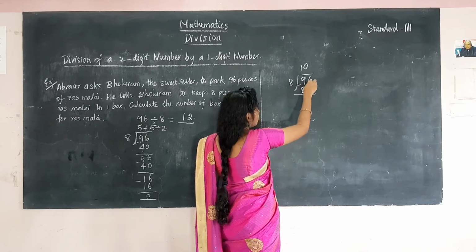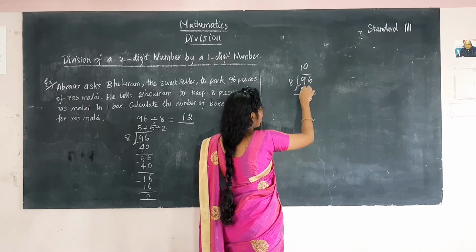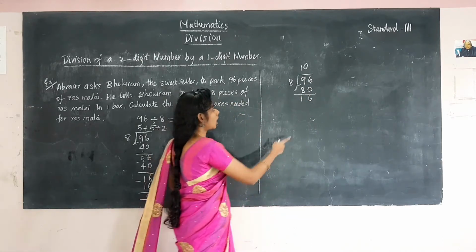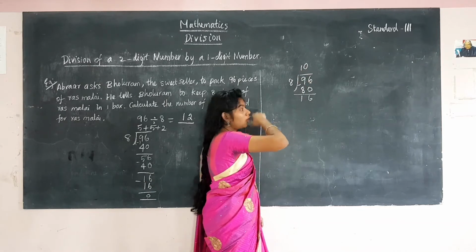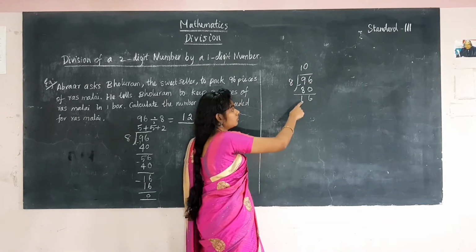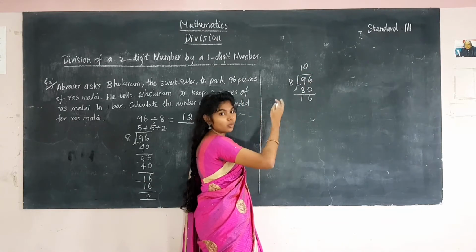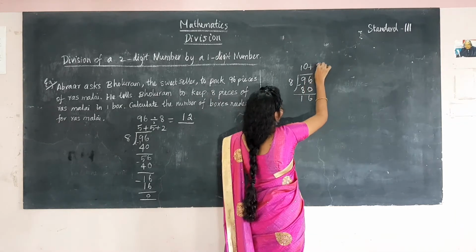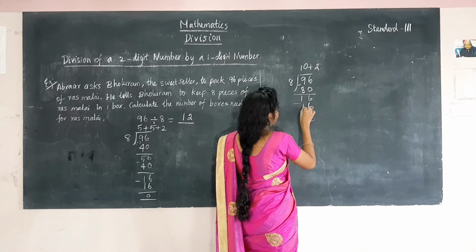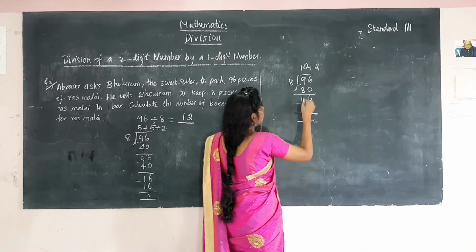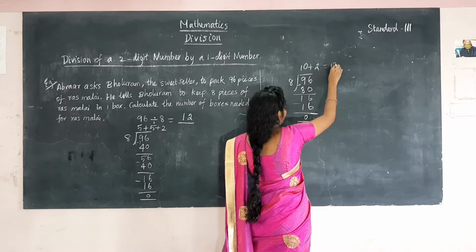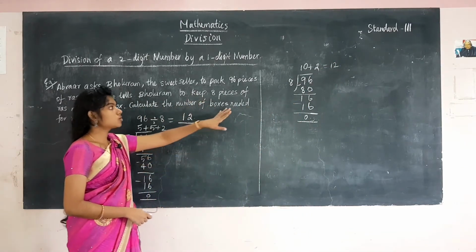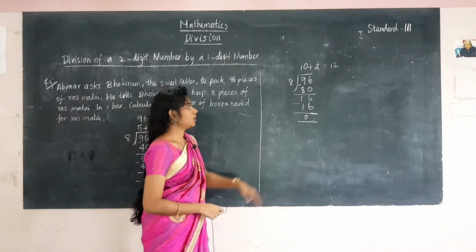Now subtract these two numbers. 6 minus 0 is 6. 9 minus 8 is 1. So now I got the number 16. Again I can't take 10 or 5. 5 8s means 40, which is beyond that. 8 3s are 24, which is also beyond this number. So now the table of 2. 2 8s are 16. Subtract, and you will get 0. So here also you get the answer as 12. So 12 boxes are needed to pack 96 pieces. This is also one way of doing the division.